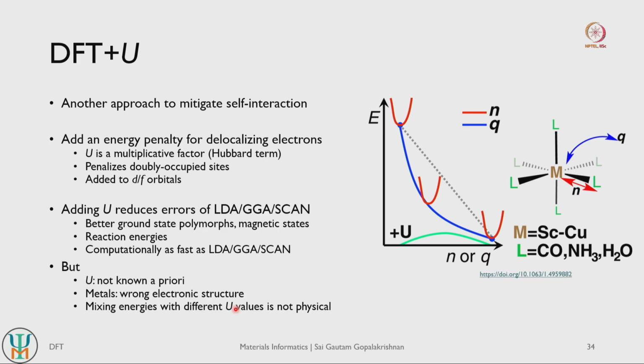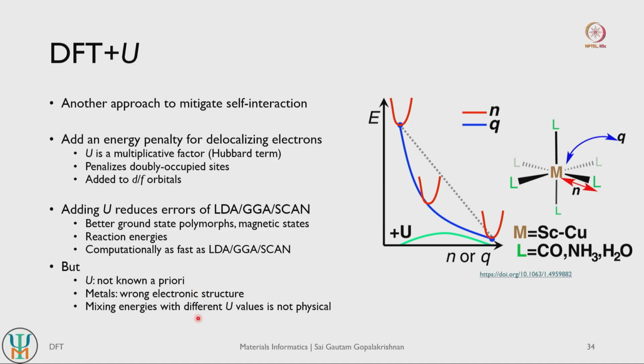So let us say you want to calculate the energy for a reaction, FeO oxidizing to form Fe2O3. If you use one U value for FeO, another different U value for Fe2O3, then there is no straightforward way for you to calculate the energy of that oxidation reaction. So mixing energies with different U values is not physical, because if you modify the U value, basically you are getting a different Hamiltonian, right, for which you are solving for the energy. So you cannot straightforwardly compare two different Hamiltonians within the DFT framework, right. So mixing energies with different U values is not physical.